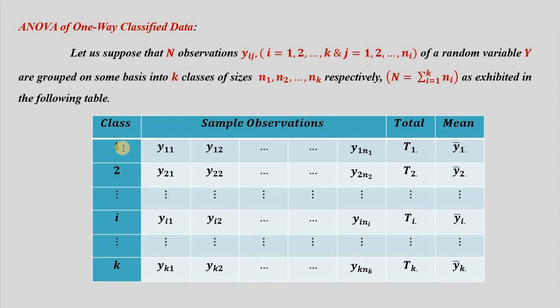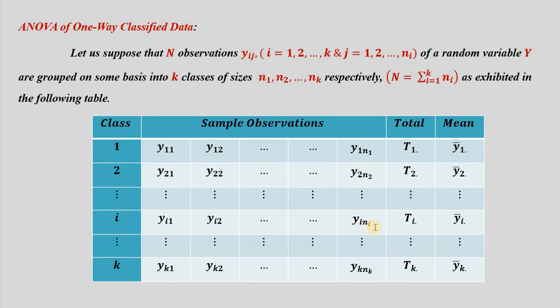Here there are k classes: class 1, class 2, up to class k. This is the general class, the ith class, and in each class there are observations. In the first class, there are y11, y12, up to y1n1, the n1 observations. In the second class, there are n2 observations, y21, y22, up to y2n2. And for the ith class, it is yi1, yi2, ..., yini observations.